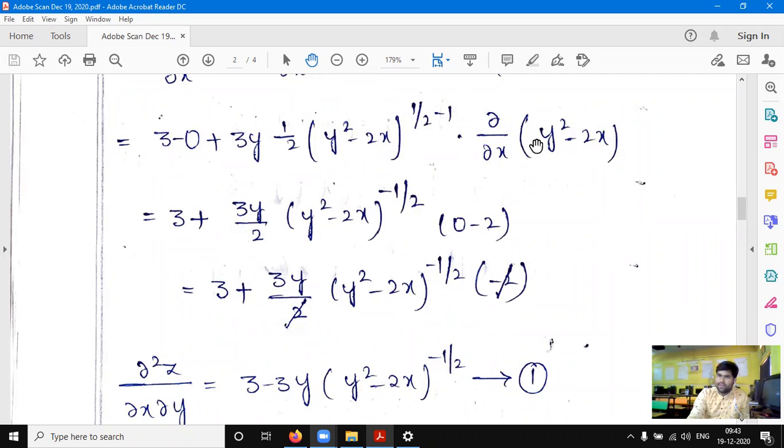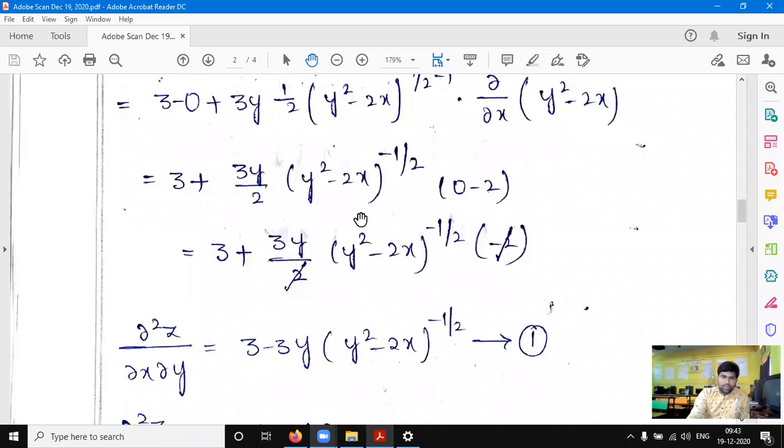Into the differentiation of this one: y square becomes 0 because it is constant, and minus 2 into x. The differentiation of x with respect to x is 1 only, so minus 2 into 1 is minus 2. These 2 and these 2 get cancelled. Then the total equation is 3 plus 3y into y square minus 2x all to the power of minus 1 by 2 into minus 1. Plus into minus becomes minus under multiplication. So 3 minus 3y into y square minus 2x all to the power of minus 1 by 2. So this is equation number 1.